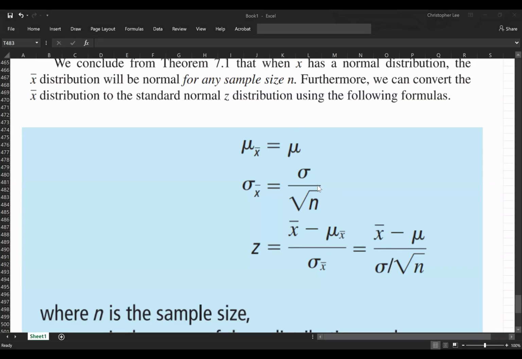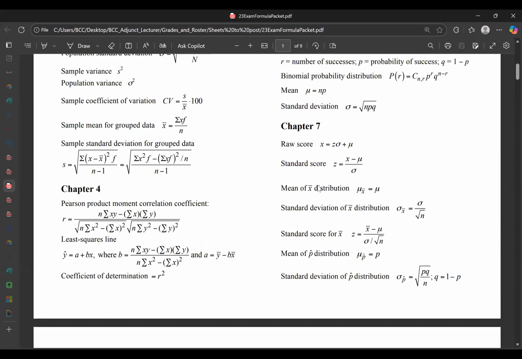All right, here we go. So we go to chapter 7 right here, where it says standard score for X bar. Here goes the formula. This is the one I'm talking about. So Z is equal to X bar minus mu over sigma over the square root of n. All right, let's get back into it.